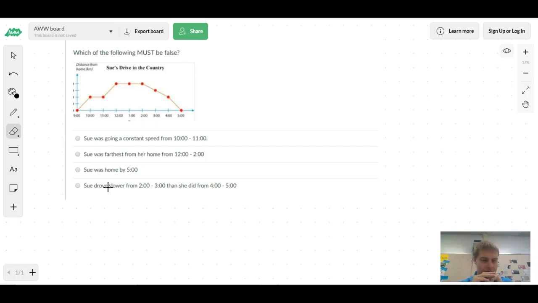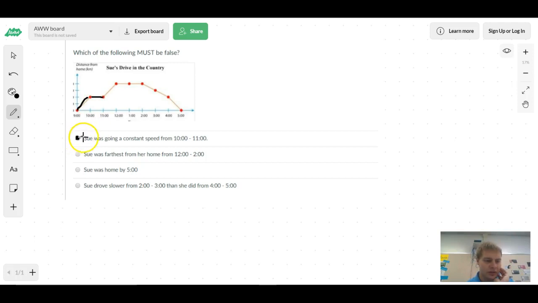Sue was going at constant speed. Well, that's got to be false, because it looks like her distance is always increasing, but it's increasing at different amounts. Like this slope is not the same as this slope, right? Like at this time, she's not even getting further away from home. So she's probably stopped at a stoplight. So she can't have gone at a constant speed from 10 to 11 because she stops. So that's got to be the answer.